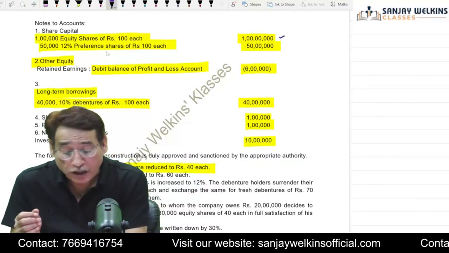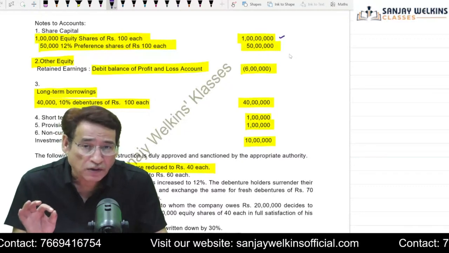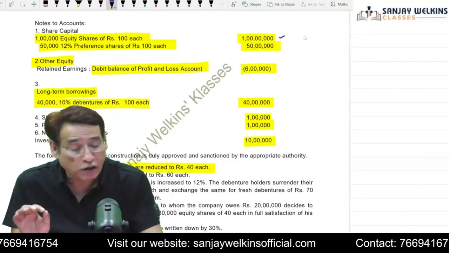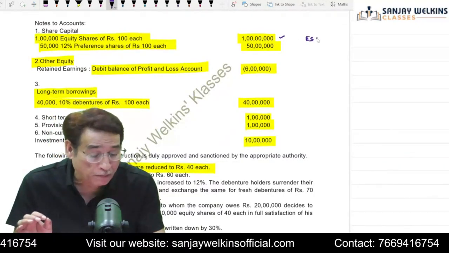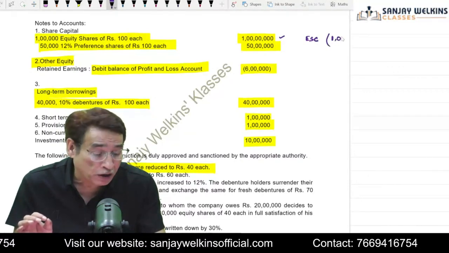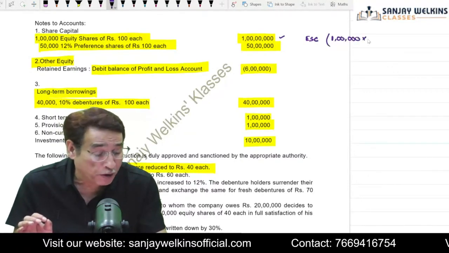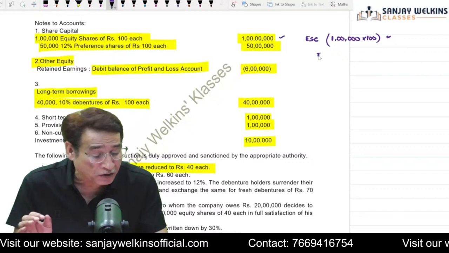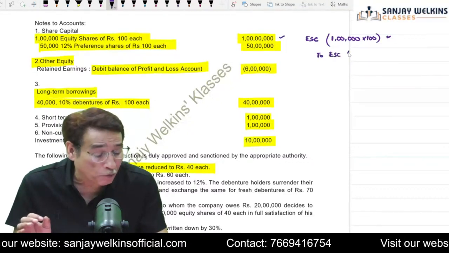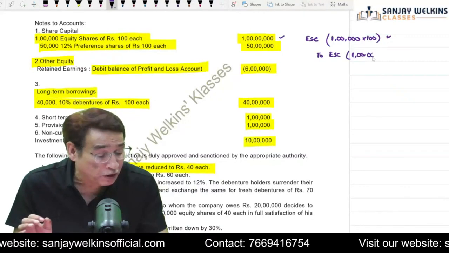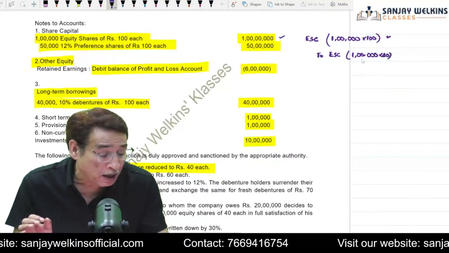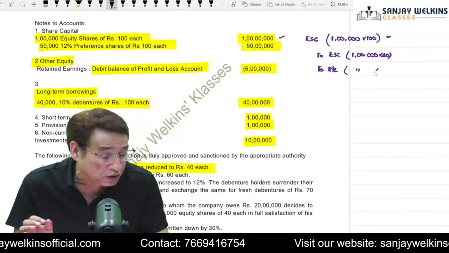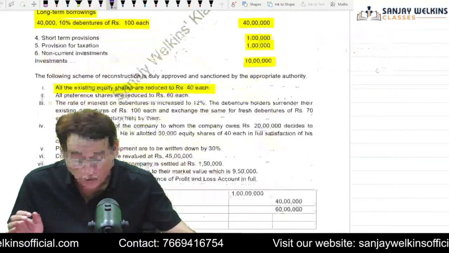Anyway, so 50,000, 12% preference shares of 100 each. Is it clear to you? First, I was talking about equity share capital. Your entry will be equity share capital account debit. 1 lakh shares of rupees 100 each. That is equal to whatever it is, you write the figure by yourself. Then to equity share capital, 1 lakh into 40. I'm simply giving you the clues. 1 lakh into 40, and then you will transfer the amount to reconstruction account. Entry will be 1 lakh into 60. This is with respect to equity share capital.